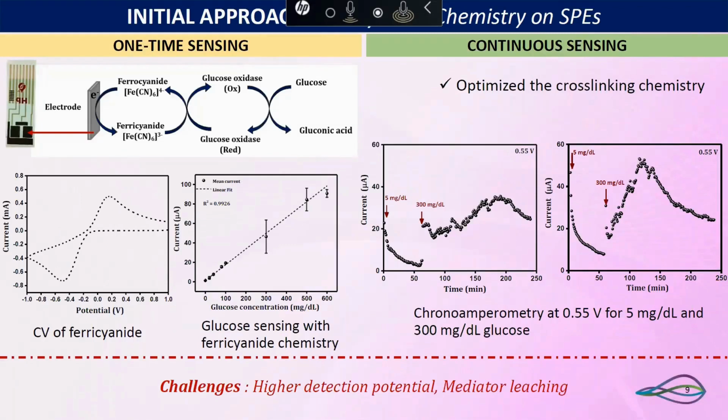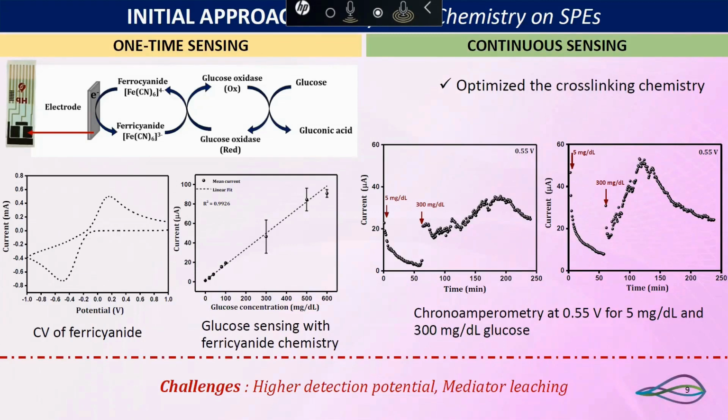So initially we started with the ferricyanide chemistry on SPs. Ferricyanide, as we know, is the most commonly used mediator on blood glucose sensors, but it is for one-time sensing. You take a strip, you measure your blood glucose, you throw away the strip. So first we started with that ferricyanide chemistry and wanted to move on from one-time sensing to continuous sensing.